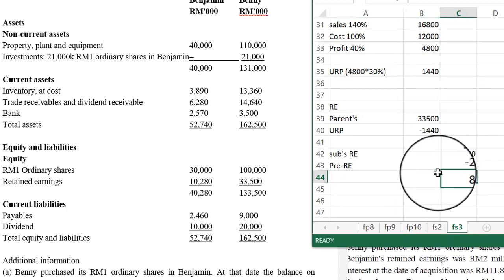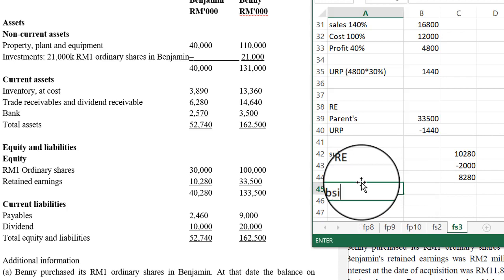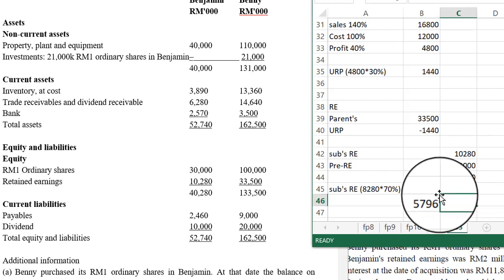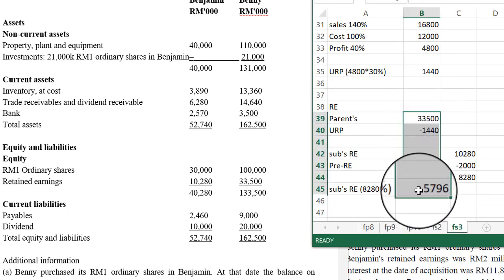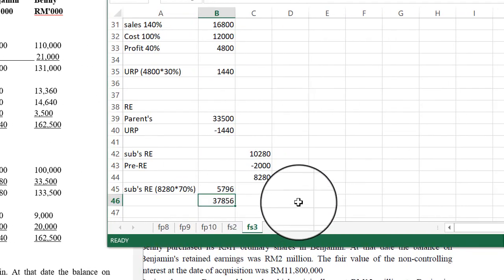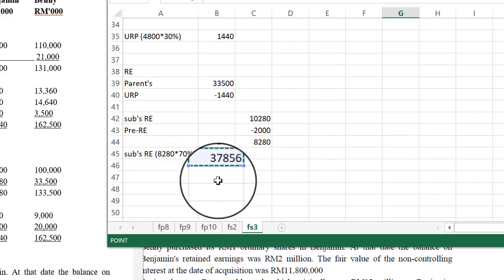8,280, this one. So the parent's share out of these portions of the subsidiary's retained earning. How much is the parent's portion? You have to use 8,280 times 70%. This is the parent's share of profit. So you will have 5796. So if you get a total, here you have 37856. This is your profit, obviously the retained earning. So retained earning equals to this amount, 37856.